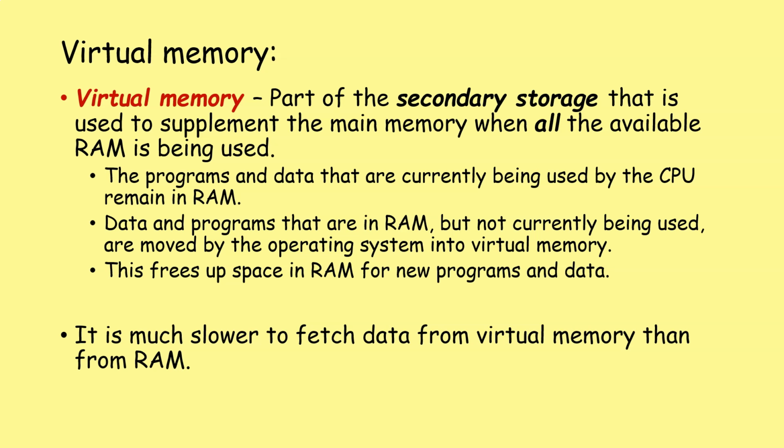Next, we have virtual memory. This is part of the secondary storage that is used to supplement the main memory when all the available RAM is being used. The programs and data that are currently being used by the CPU remain in RAM. However, data and programs that are in RAM but are not currently being used are moved by the operating system into virtual memory on secondary storage. This frees up space in RAM for new programs and data to be loaded. Please bear in mind, however, that it's much slower to fetch data from virtual memory than from RAM.